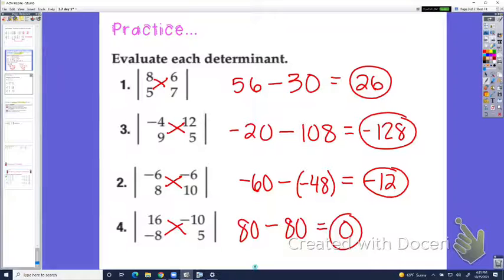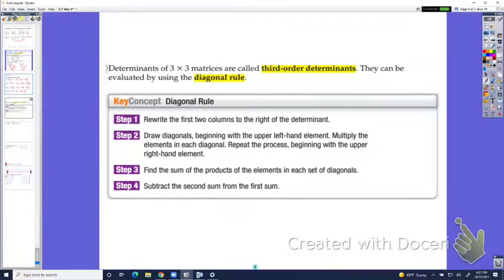So those are 2 by 2 square matrices. Now we're going to talk about a 3 by 3, or a third order determinant. So we're going to use this when we solve a system of equations with 3 variables on Friday. So this is called by using a diagonal rule. And we're going to follow these 4 steps. I'll show you by hand how to do this, and then at the end, use the calculator. So step 1, rewrite the first 2 columns to the right of the determinant.